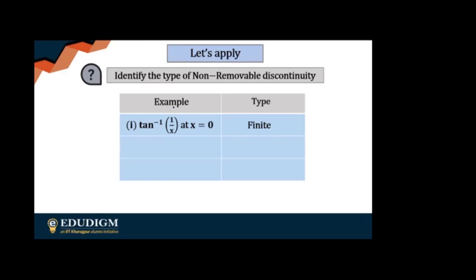If you take x tends to 0 plus, you will see pi by 2. For 0 minus, you will get minus pi by 2. And that is why the limits are different. They are finite, but they are different. So that is why it's a finite or jump discontinuity.